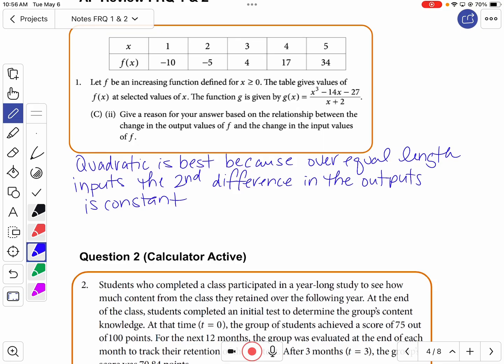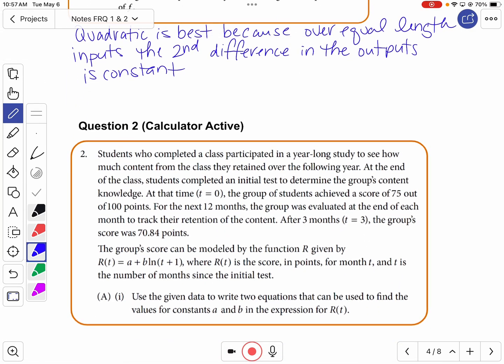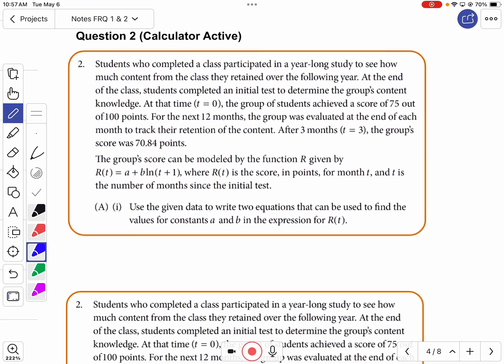Non-contextual, math, knowing the math. Question 2, you got to apply it. So it's going to be in some kind of context, and it's going to look trickier than it probably is, because there's too many words. All right, so here we go.